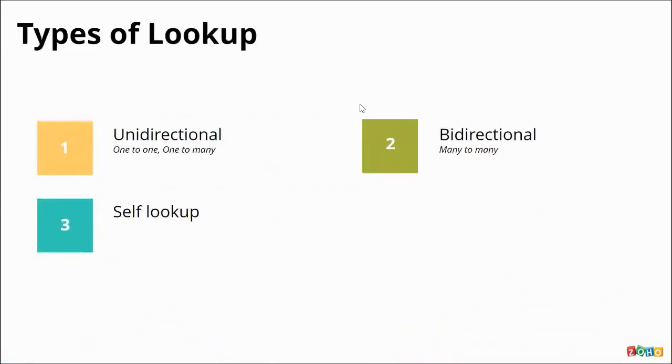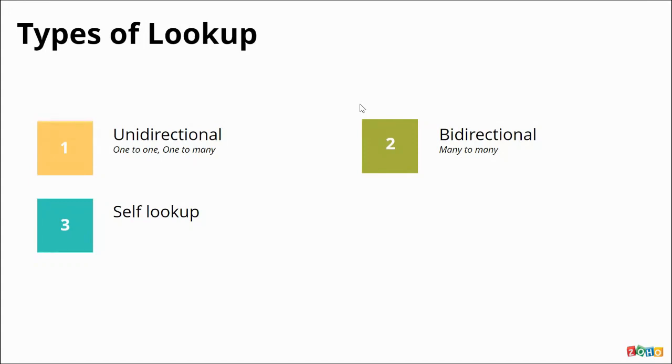So coming to the types of lookup, there are three types of lookup. One is unidirectional, second one is bidirectional, and third one is self lookup. So how do we achieve the one-to-one, one-to-many, and many-to-many using the types of lookup? Let's take a look at now.